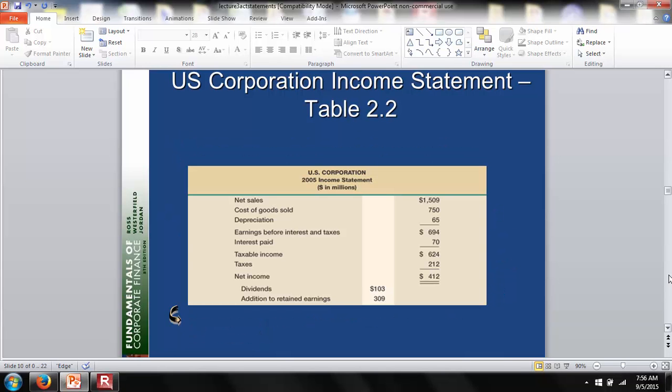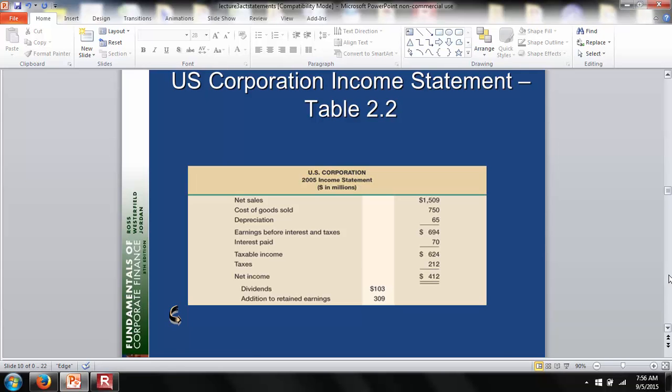So here is an income statement. The first item we have is the sales. The firm had 1,509 million in sales. The next is the cost of goods sold. The cost of goods sold is roughly 50% of the sales. So that is how much it is costing the firm to manufacture the item and so on. Depreciation is 65, and EBIT, or the earnings before interest and taxes, is 694.